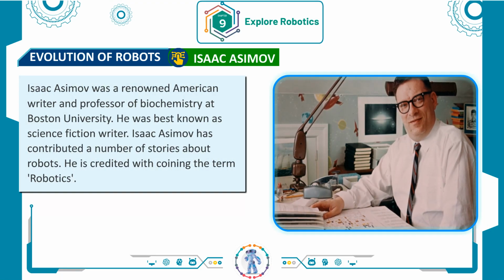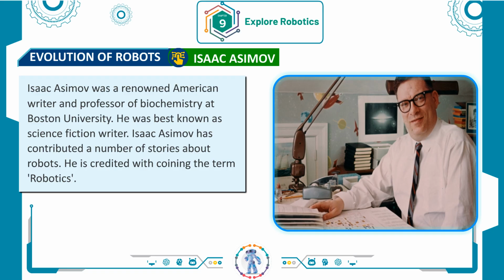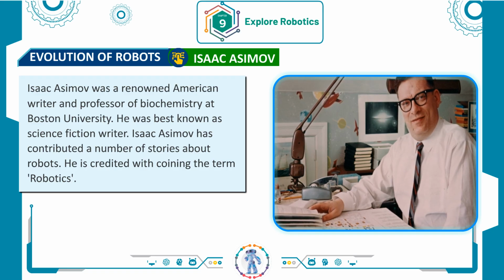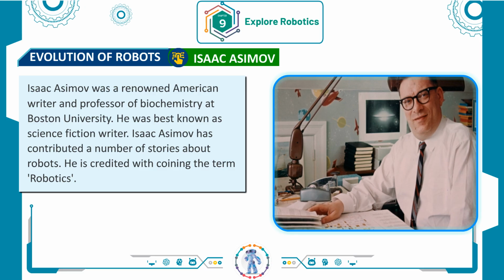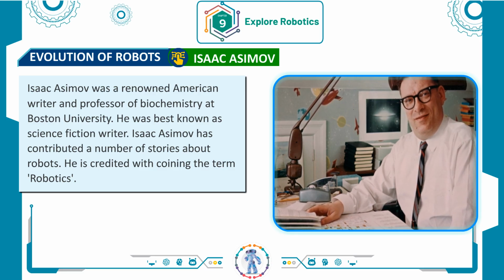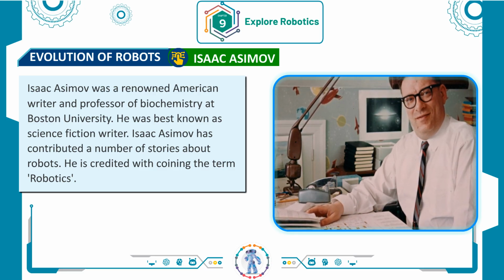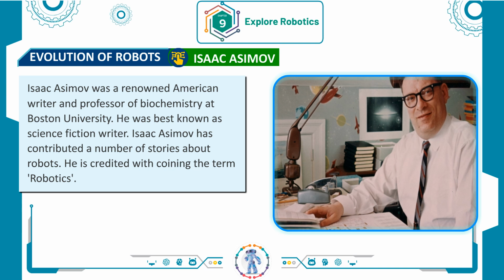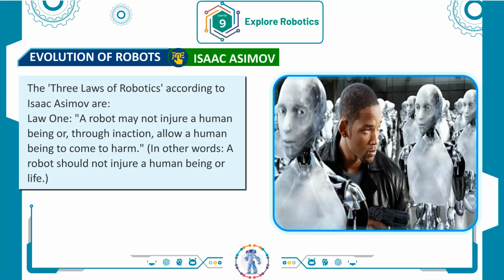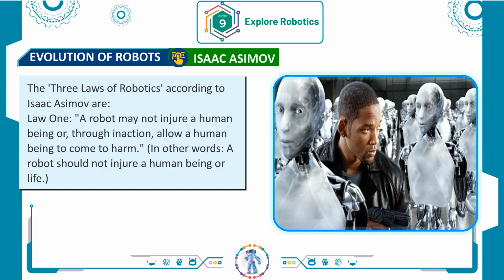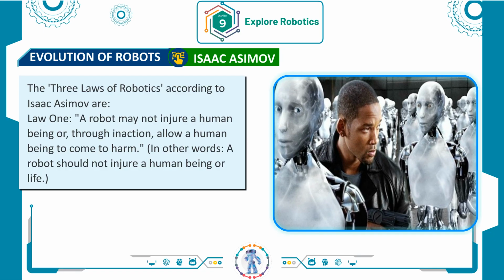Isaac Asimov was a renowned American writer and professor of biochemistry at Boston University. He was best known as a science fiction writer. Isaac Asimov contributed a number of stories about robots. He is credited with coining the term robotics. The 3 laws of robotics according to Isaac Asimov are: Law 1.